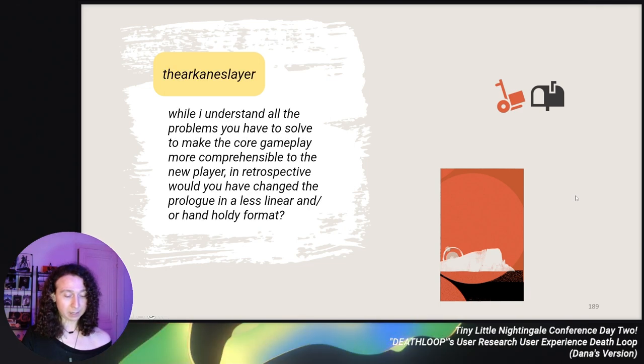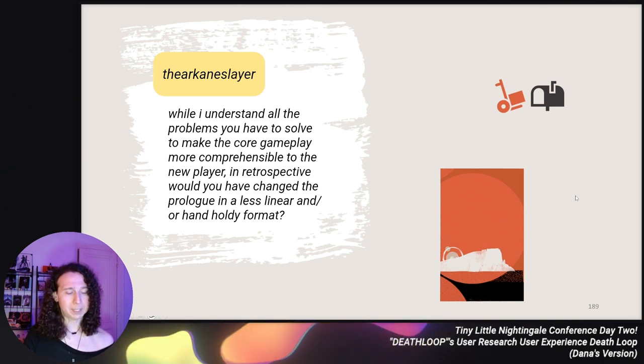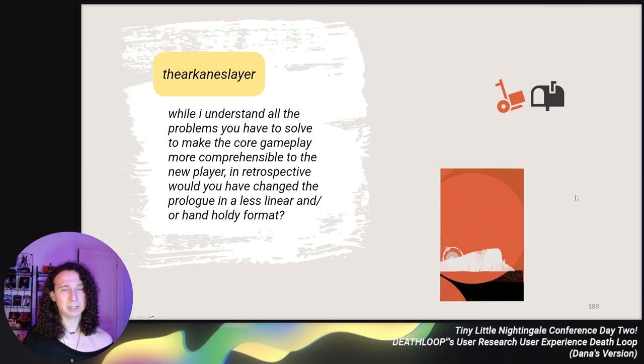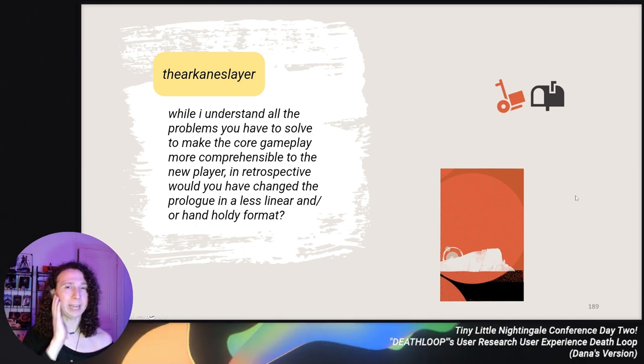While I understand all the problems you had to solve to make the core gameplay more comprehensible to the player, in retrospect, would you have changed the prologue to a less linear and or handholdy format? There's a few things I would have changed about the prologue map itself. But none of them are to make it less linear or less handholdy. We kind of needed to keep it that way.